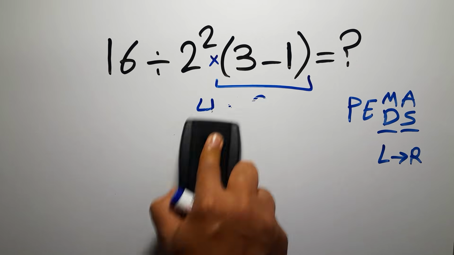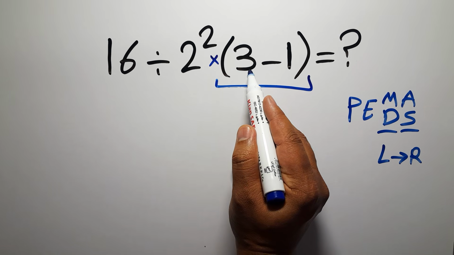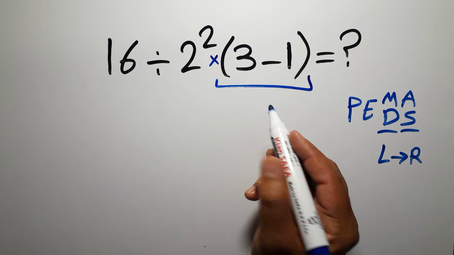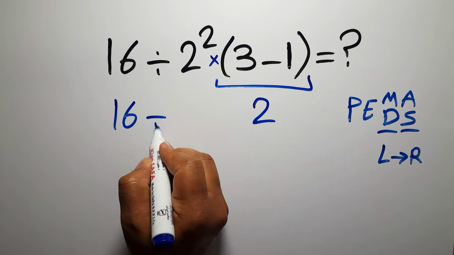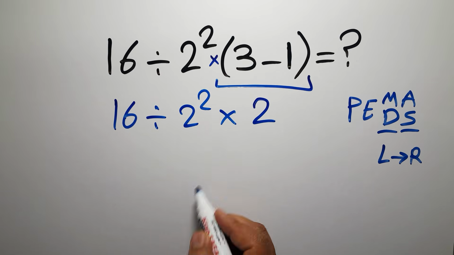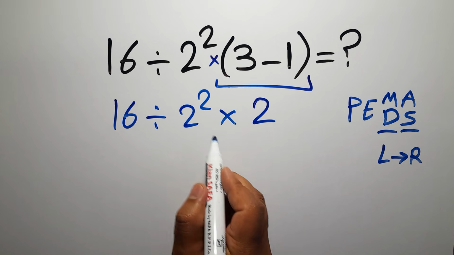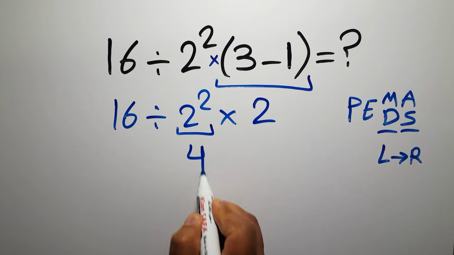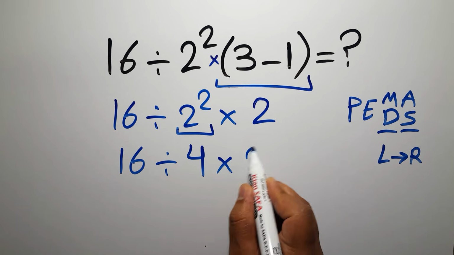Okay, so first these parentheses. Inside these parentheses, we have 3 minus 1, which equals 2. Now we have 16 divided by 2 squared times 2. In this step, first we have to do this exponent. 2 squared gives us 4. So 16 divided by 4 times 2.